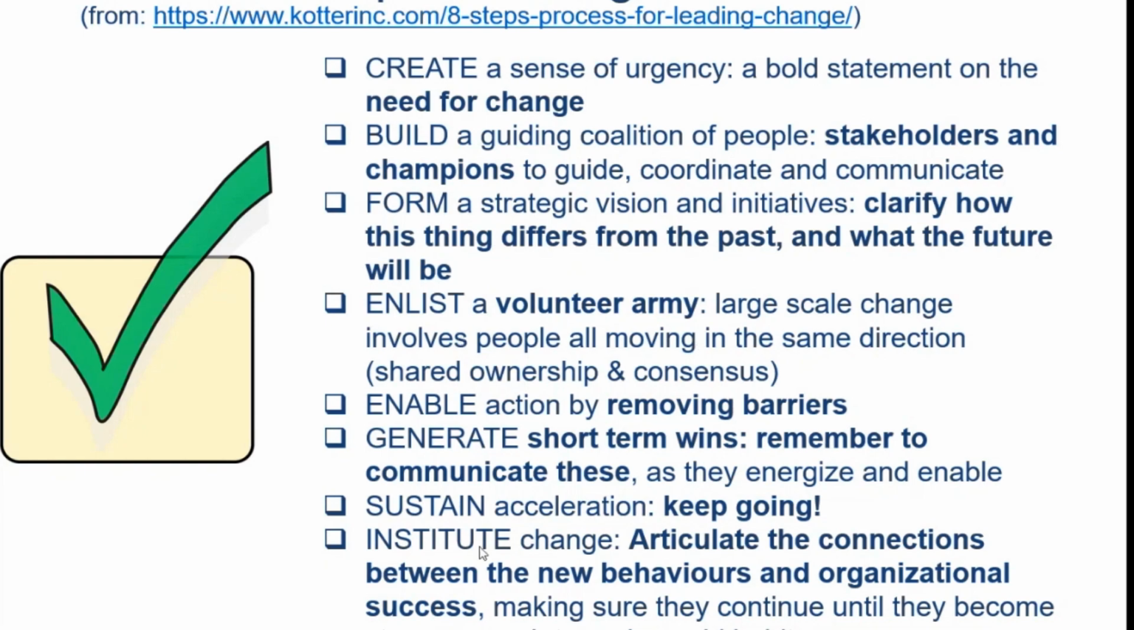So Kotter, this comes from a very old business school management system, and Kotter's 8 steps to presenting change. You need to create a sense of urgency or build that need for why change has to happen. You should have a stakeholder group, champions, a community around you, a coalition of people that can help guide, coordinate, and communicate why that change needs to happen.